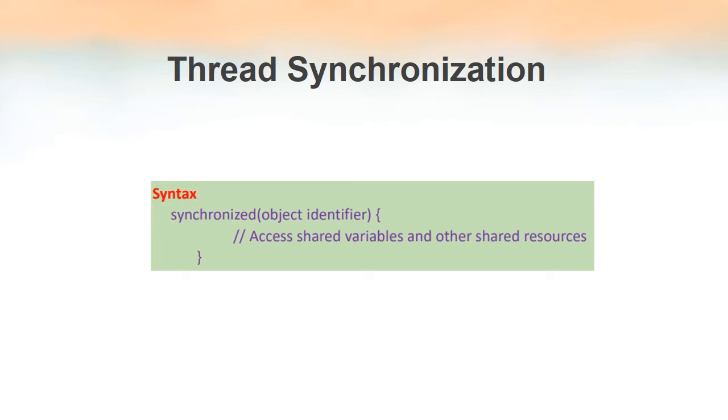And how do we provide synchronization? For that, we have to create a synchronized block, and its syntax is like this. We have to use the keyword synchronized, then mention the object identifier, then open and close a pair of curly brackets and write the lines of code inside it. When we do it like this, only one thread can access this block. When one thread is accessing this block, all the other threads will wait until the current thread exits. So we can make sure that only one thread will access this block at a time.